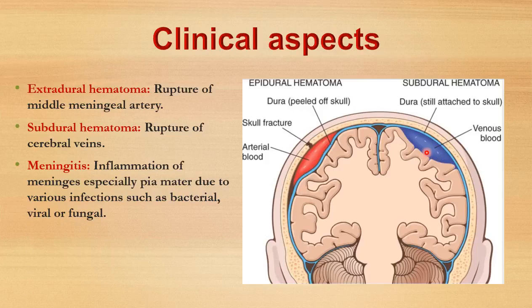As I told you, meningitis is inflammation of the meninges. It might be due to many things. Meningitis, which affects the pia mater, is due to viral, bacterial, or fungal infections. One of the most common is Japanese encephalitis, which affects children most commonly. But nowadays vaccines are available against this viral encephalitis.